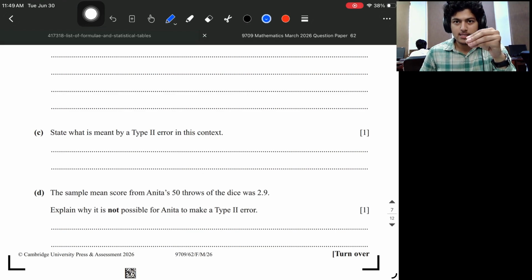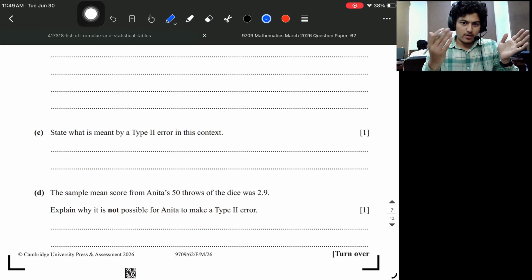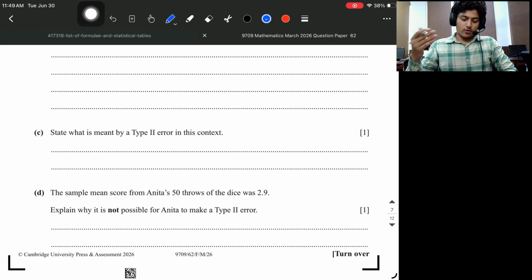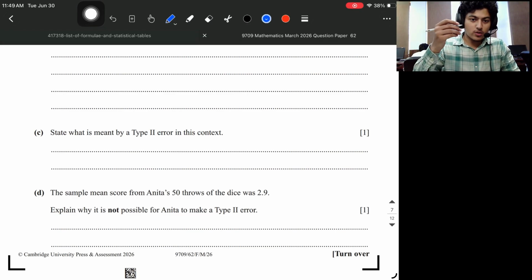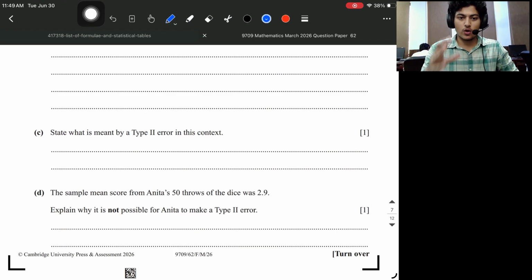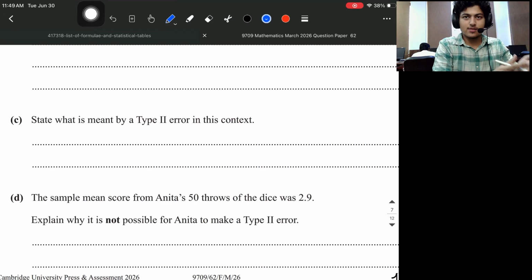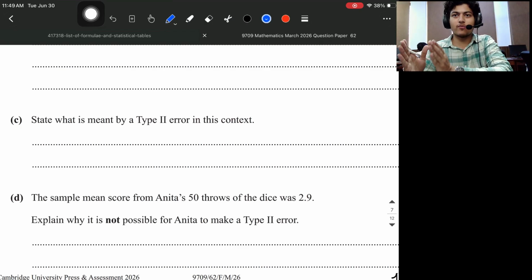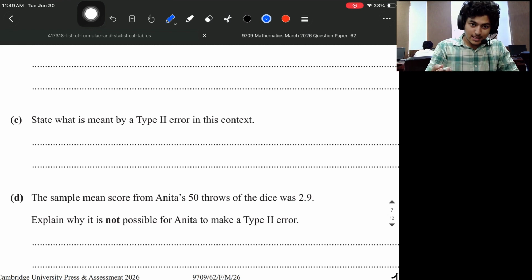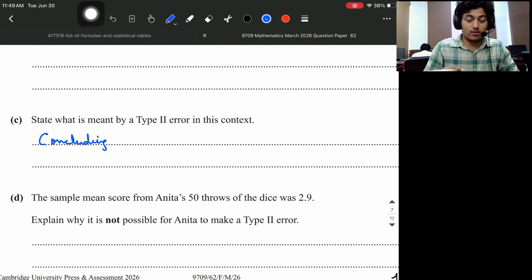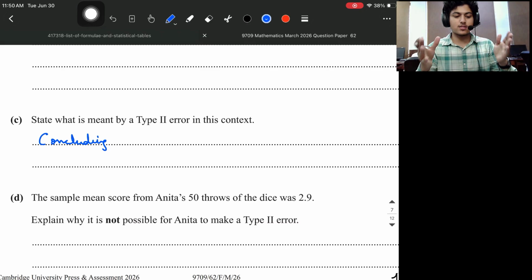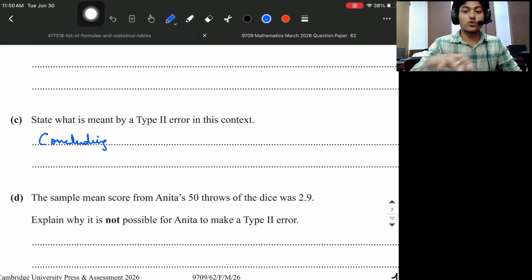Basically, a type 2 error is when you conclude something is not there when it actually is there. For example, in this context, we would conclude that the dice is fair when it is not. A type 2 error is when the actual truth is one thing, but you've concluded something else. Now, in this case, since they've already stated that the dice is unfair, they've done the thinking part for us. We just need to state what a type 2 error is. A type 2 error is concluding something is true when it is not true, right?